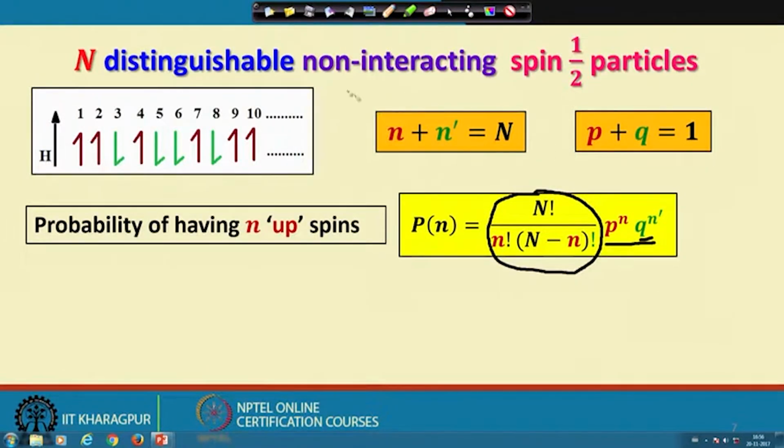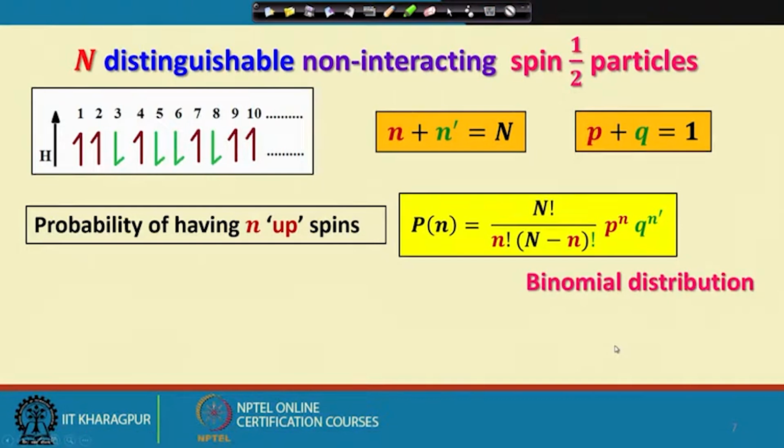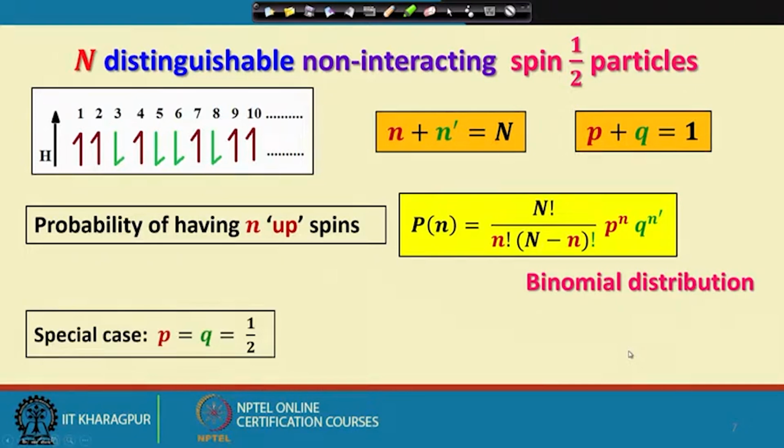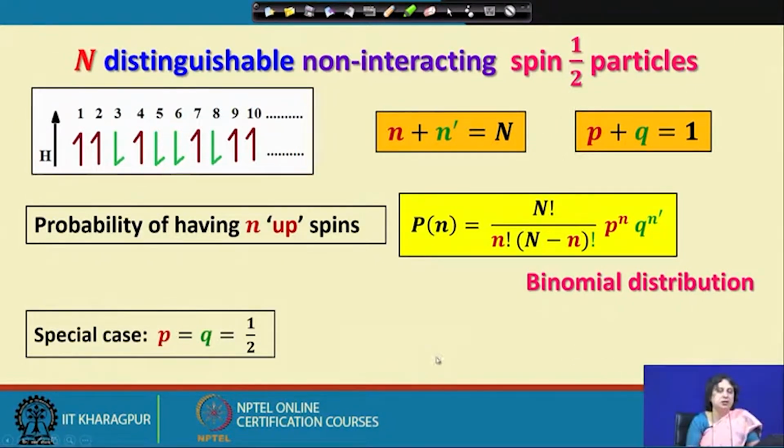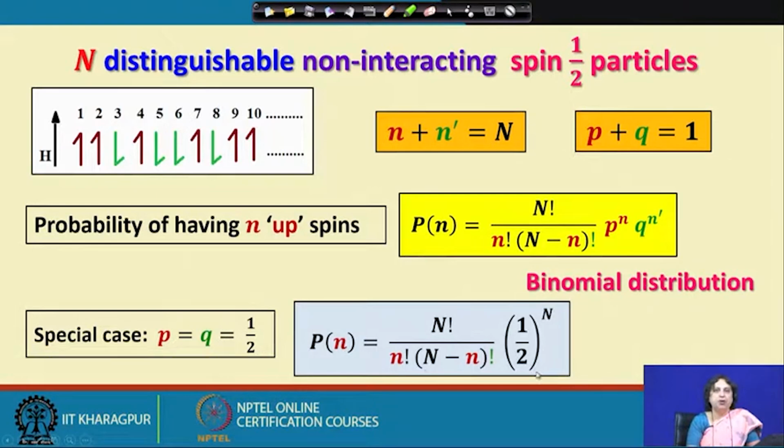Once we understand this, then we can go back and say that, well, this is actually a specific representation of a binomial distribution. And in most of the cases we are interested in the special condition where small p is equal to small q equal to half. In that case, the binomial distribution takes up the following form, where you have this coefficient and then you have half whole raised to the power of capital N.